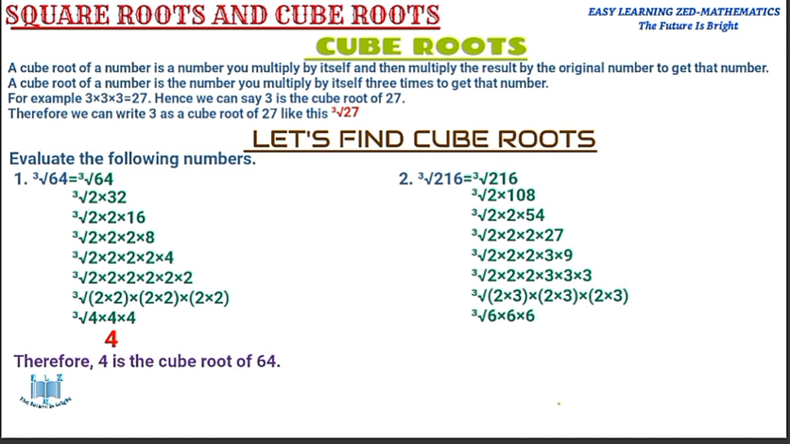Then what we're going to do is pick 1 six from the 3 sixes, and write it down. We're going to get rid of the cube root sign, and we're just going to write 6 alone. Okay, once we have done that, that is the cube root of 216. So the cube root of 216 is 6. Therefore, we can say 6 is the cube root of 216.